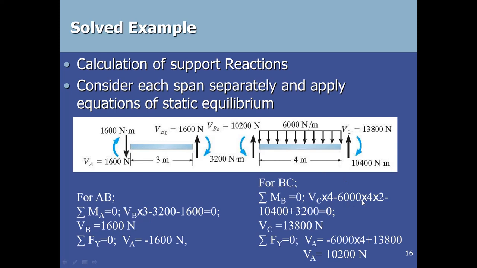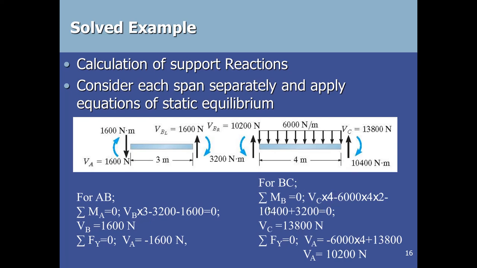Then look at the moments because of this UDL, which is 6000 Newton per meter multiplied by 4 multiplied by 2, the distance of its center from point B, minus these moments, if you see here. So we consider these moments and then plus these values, 3200. In that case we come to this value of VC, which is 13,800. So we have got these reactions.